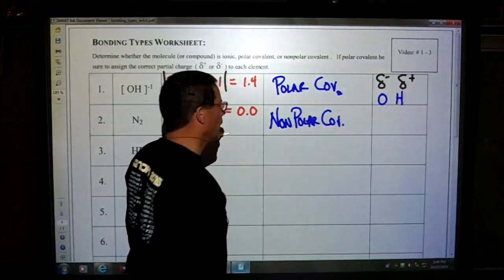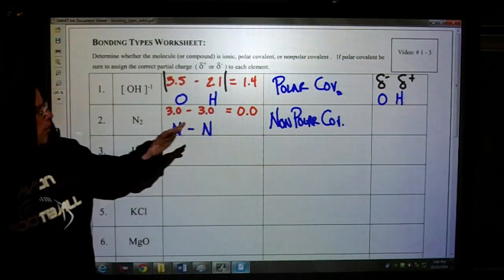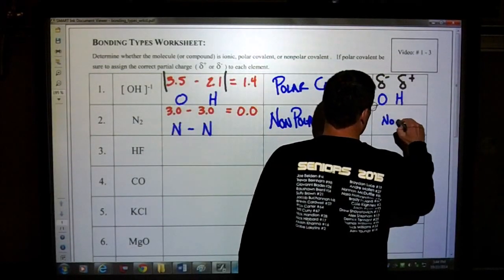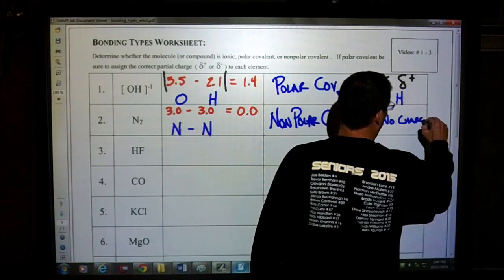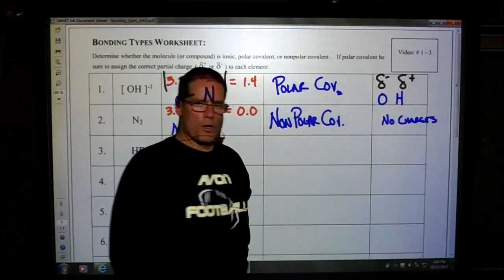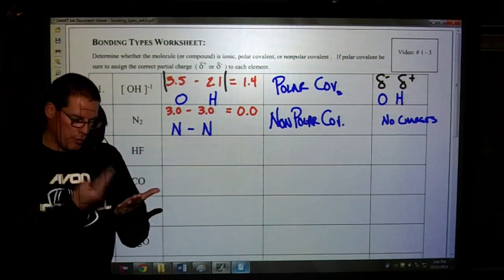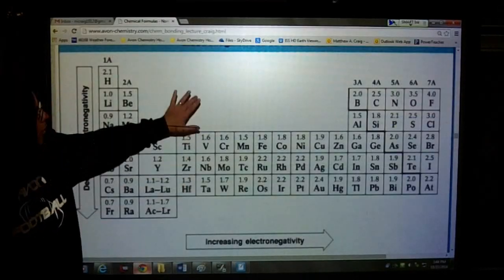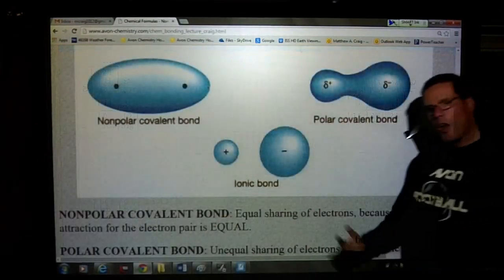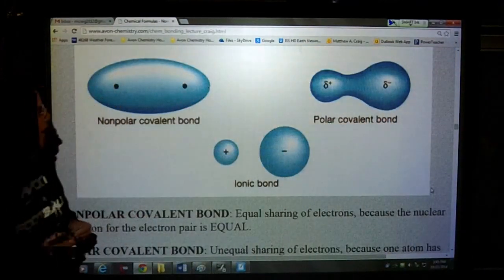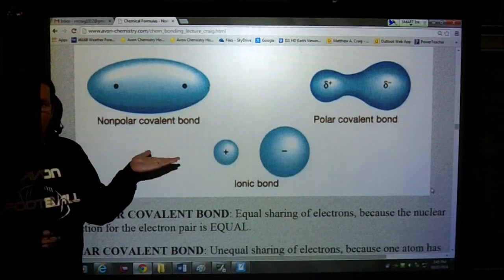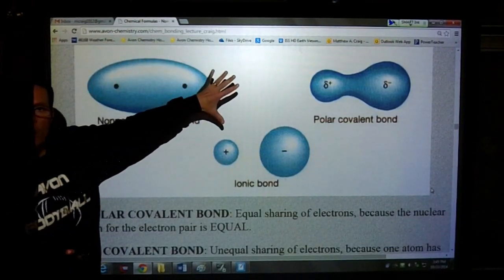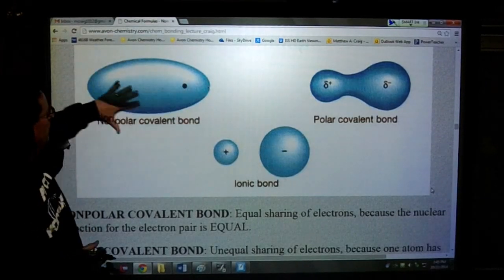Don't know why, there we go. Since there is no difference in electronegativities, there are no charges here. No charges, period. Since they're sharing those electrons evenly, there is no difference in sharing. And again, you may have noticed on my notes, it makes it kind of nice that when you look at a nonpolar covalent bond, these two black dots represent two elements. So they're sharing those electrons evenly.